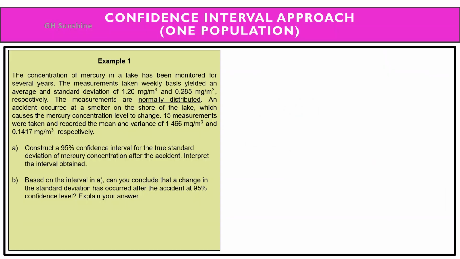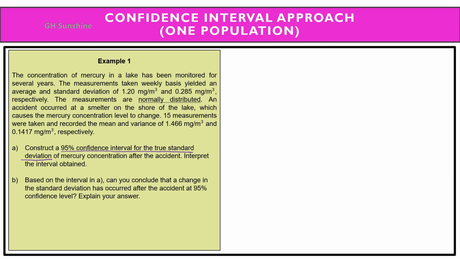Let's focus on confidence interval approach of one population. So we will use the confidence interval for the true standard deviation, or based on the confidence interval for the variance, to test the claim. Using the first example, construct a 95% confidence interval for the true standard deviation of mercury concentration after the accident. Interpret the interval obtained.